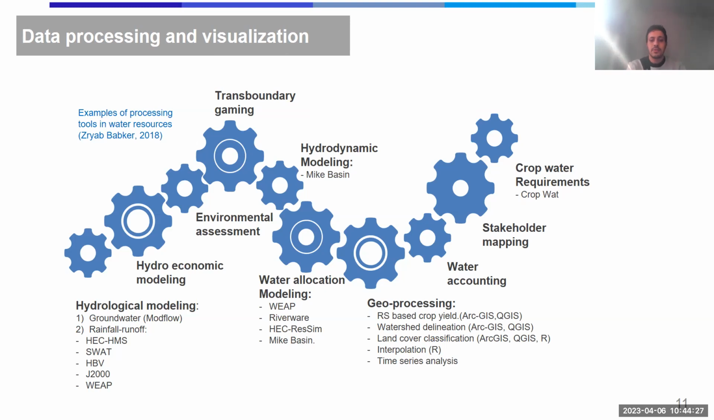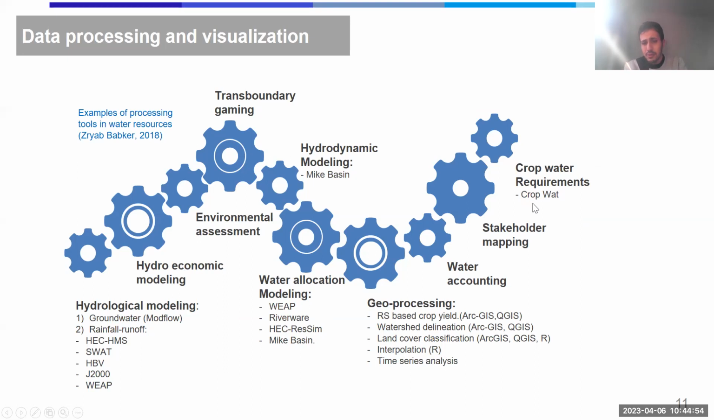So delineation is also a really important skill, I would say, that you need to learn to get your catchment, because in many areas the government doesn't have the borders of the catchments. You have to delineate it yourself. And also there is land cover classification, also using ArcGIS, QGIS, R, interpolation, time series analysis. Also there is stakeholder mapping and crop water requirement.